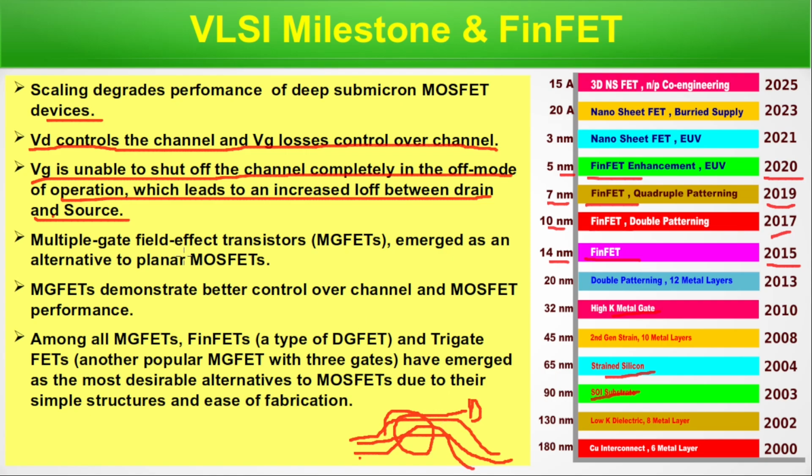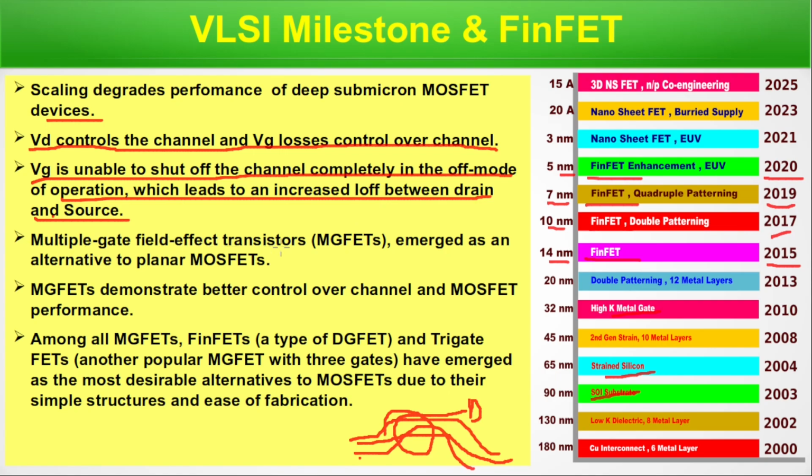So VG is not really able to shut off the channel completely in off mode. That is, when VG is off, the channel is not off. Ideally, when VG is on, the channel is present. When VG is off, there should be no channel. That leads to increased I-off between drain and source.